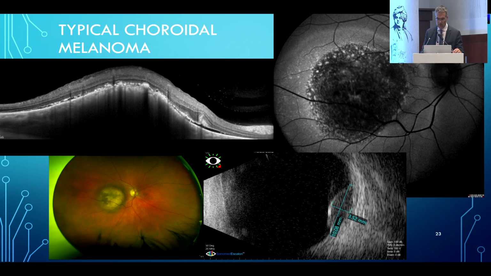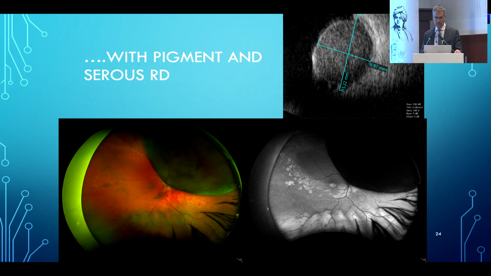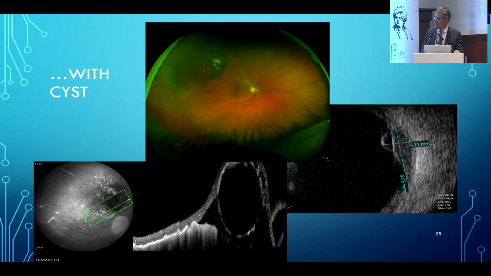Here is a typical choroidal melanoma. Here you can see the classic suspicious features of thickness greater than 2 millimeters, subretinal fluid on the OCT, lipofuscin lighting up on the autofluorescence, and on the ultrasound you can see it's hypoechogenic. Some melanomas can be associated with an inferior serous retinal detachment, which shows up very easily on fundus autofluorescence. And this is an unusual one with a cyst on both ultrasound and OCT.